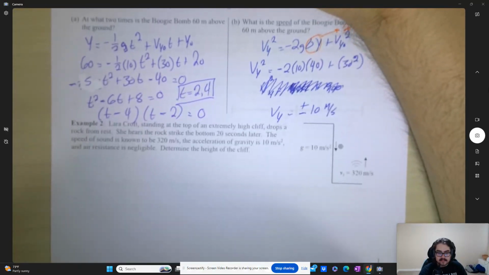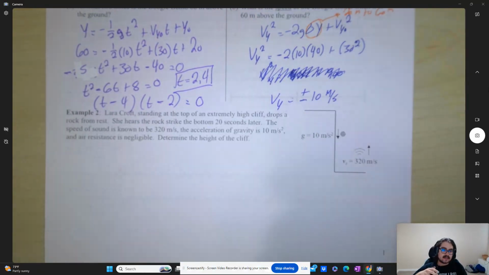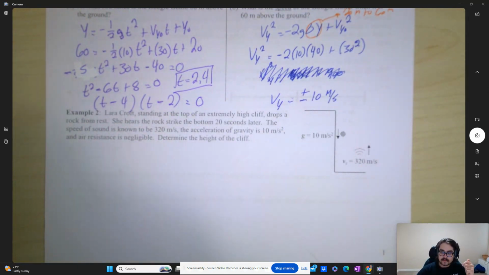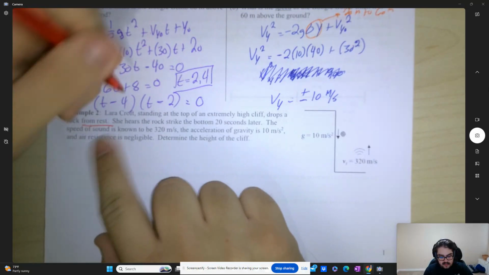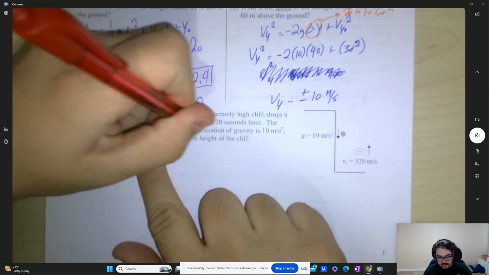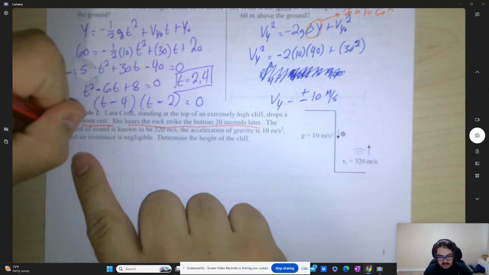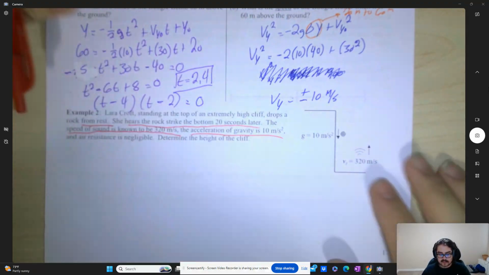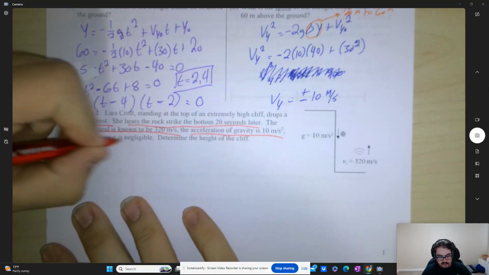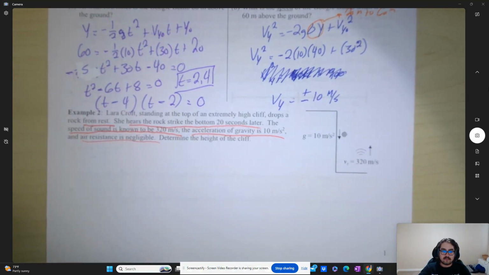This next example is kind of crazy because you actually have to break it up into two parts. The problem tells us that Lara Croft is standing near the top of a high cliff. She drops a rock from rest. She hears the rock strike the bottom 20 seconds later. The speed of sound we are given is 320 meters per second. The acceleration of gravity is 10 meters per second squared. Air resistance is negligible. Just like a normal physics 1 problem.